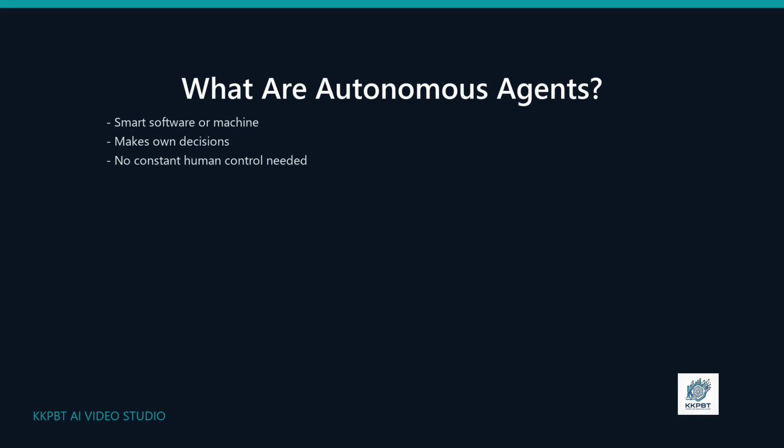Welcome. Have you ever wondered what happens when artificial intelligence can do tasks completely on its own? Today, we are exploring autonomous agents. Simply put, an autonomous agent is a smart software program or machine that makes decisions and completes tasks by itself to reach a specific goal, without needing constant step-by-step human control.